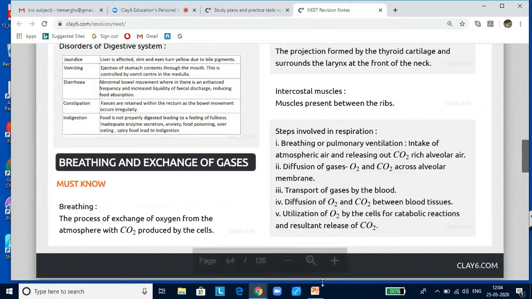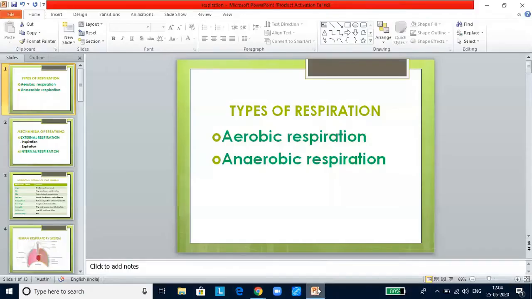Now let us look at types of respiration. One is aerobic respiration, the other is anaerobic respiration. When food is oxidized without using molecular oxygen, the respiration is called anaerobic respiration.